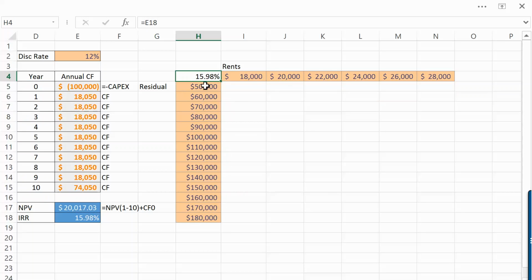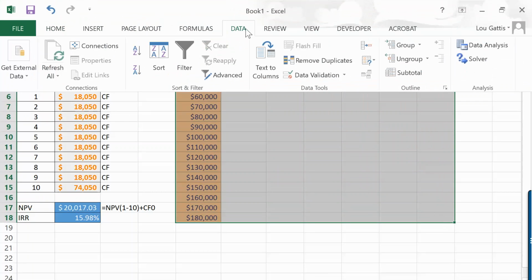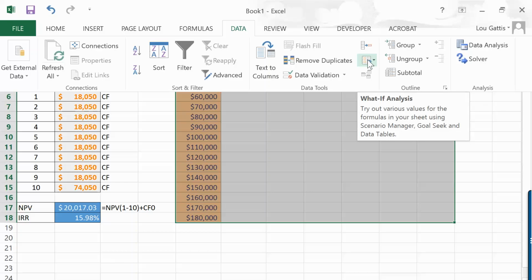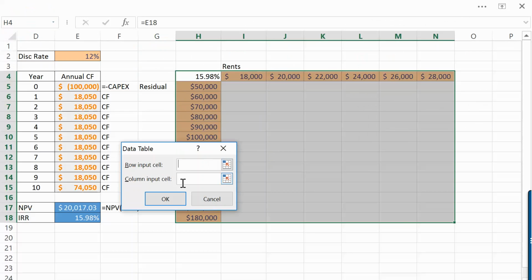Now the key is I'm then going to highlight this whole table, click on Data, What-If, there's my what-if. I do a data table. Now it says row input cell. In this case, my row are a bunch of rents.